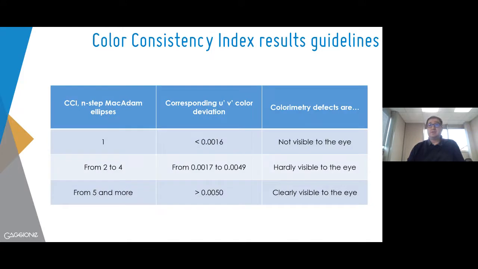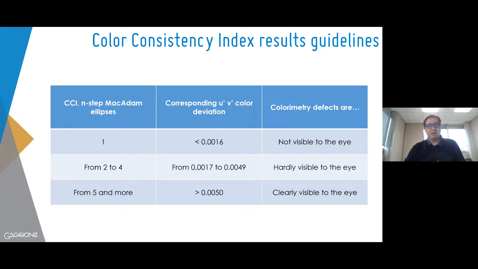Some guidelines about how to interpret some results we're going to talk about later. We're going to always express the color consistency in numbers of steps of MacAdam ellipses. One step would be, I would say, perfect color mixing. Anything would be visible to the eye. When we are in between 2 to 4, depending on the application, the beam could be considered as good enough. We'll say it's hardly visible to the eye, then it's a matter of interpretation.